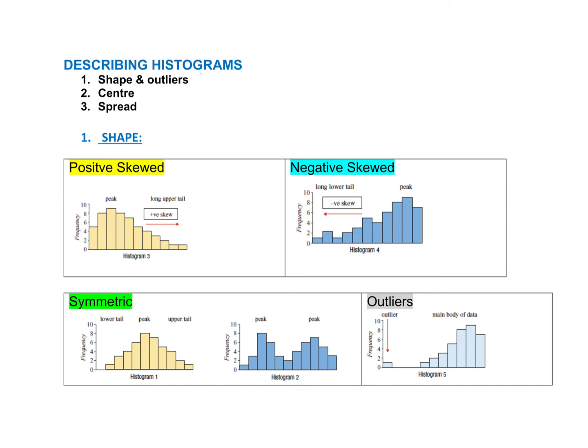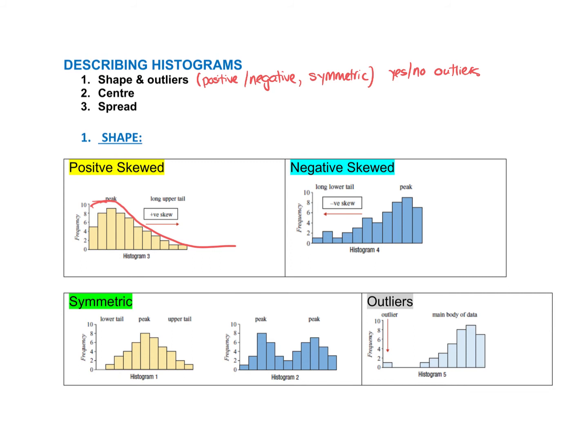So we might write up here, shape is where you're saying it's either going to be positive skewed, negative, or symmetric. And then you'll also say yes or no to outliers. Okay, so that's the shape. If you look at positive skewed, you have most of these high towers at the start, and then it goes down and tails off at the end, going left to right.